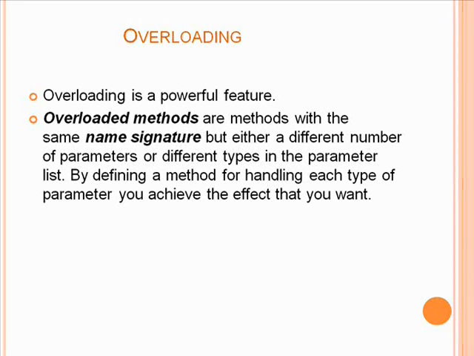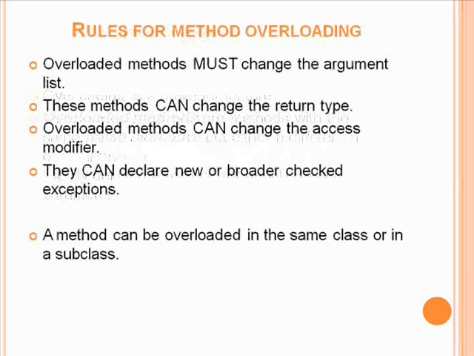Overloading is the next type we are going to discuss under polymorphism. Overloading is a powerful feature. Overloaded methods are methods with the same name but either a different number of parameters or different types in the parameter list. Like overriding, for overloading also there are some rules which we should follow. The main rule is we must change the argument list. And also the programmer is allowed to change the return type and access modifier as they wish.